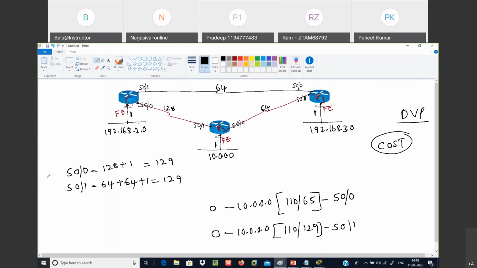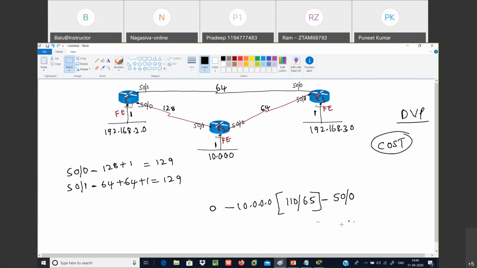So 0/0 cost is 129. Even 0/1 cost is also what? 129. If both costs are the same, what will the OSPF protocol do? Load balancing. Both are equal distance, so in the routing table we can get both entries now.